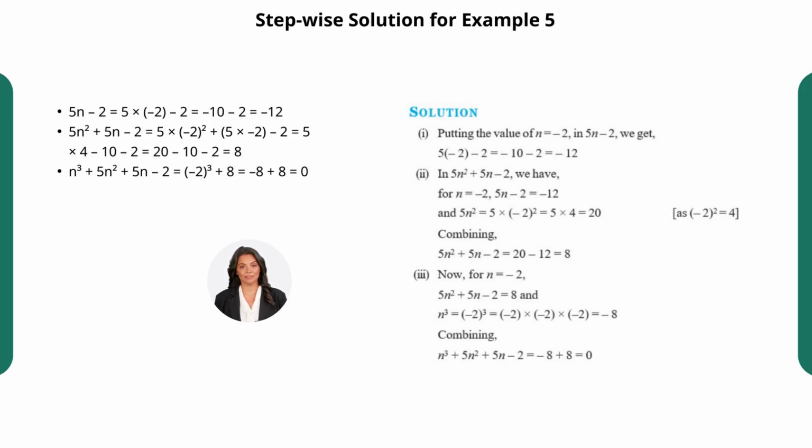For the third one, the cube of -2 is -8. Add the result 8 from the previous step, which totals 0. This 0 value shows that n equals -2 is a root of the expression. This means it satisfies n cubed plus 5 n squared plus 5 n minus 2 equals 0. Remember, stepwise substitution and calculation help avoid mistakes. Always work through powers first, then multiplication, and finally addition or subtraction.